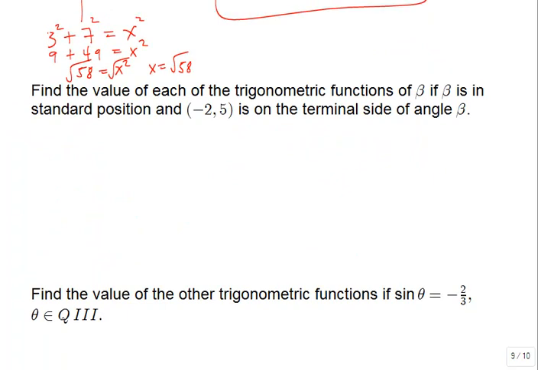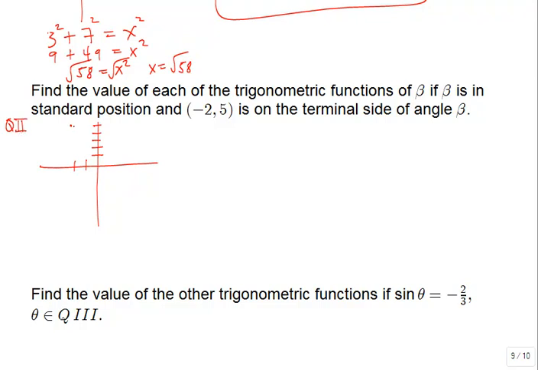Okay, we're going to do something very similar to that. This time, however, we're trying to find the value of each of the trigonometric functions of beta if beta is in standard position and (-2, 5) is on the terminal side of angle beta. So this time, when we draw our point, (-2, 5) puts us over here in quadrant 2.